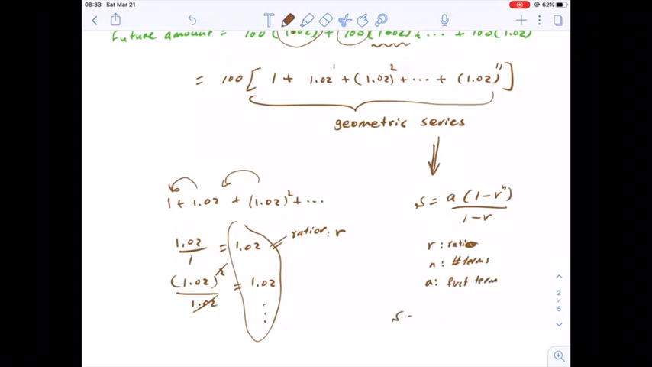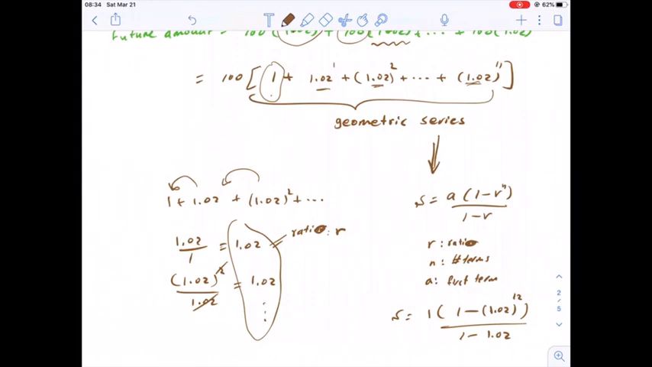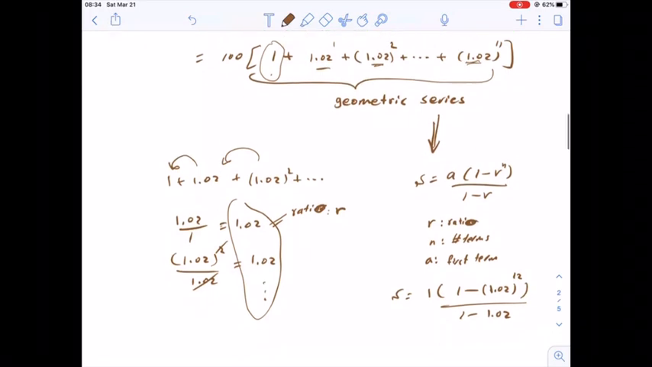Now here we have S equals, what is the first term of this geometric series? It's 1, times 1 minus, what is R in this case? The ratio is 1.02. Raised to power N, how many terms are there? From 1 to 1.02 raised to power 11, we have 12 terms, all divided by 1 minus R. R is 1.02.